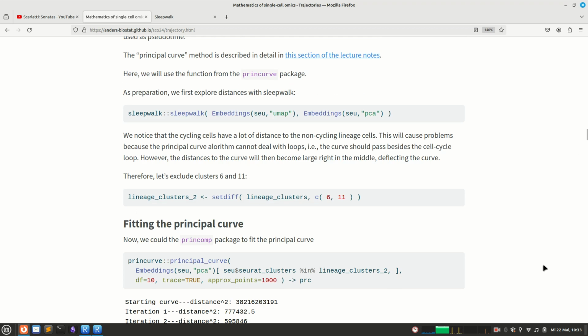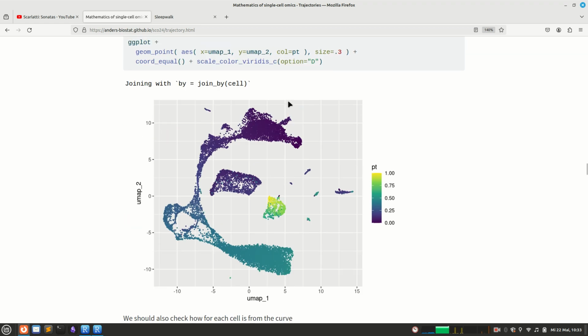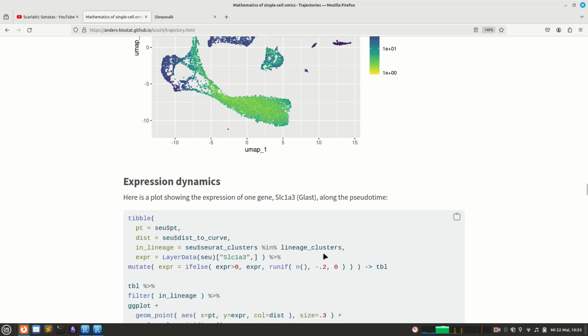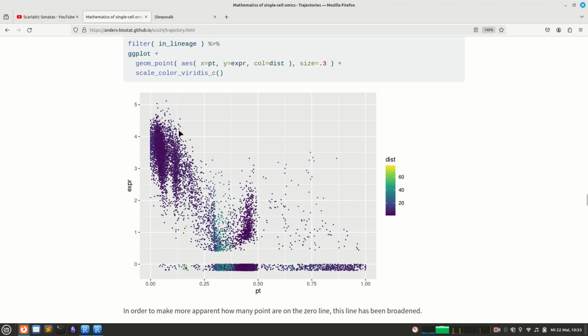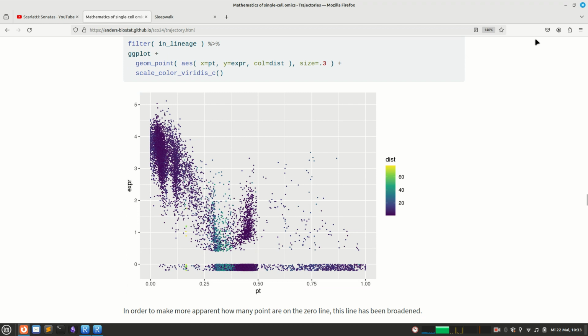Once I have this, what I can do next is take any gene and plot the expression of this gene against the pseudo-time. And that's what I show you down here. Here I took one of these genes, SLC1A3, GLAST. That's the gene that they used in the lab to pick out which cells they actually want to include in the experiment, namely only those cells which express the protein produced by this gene.